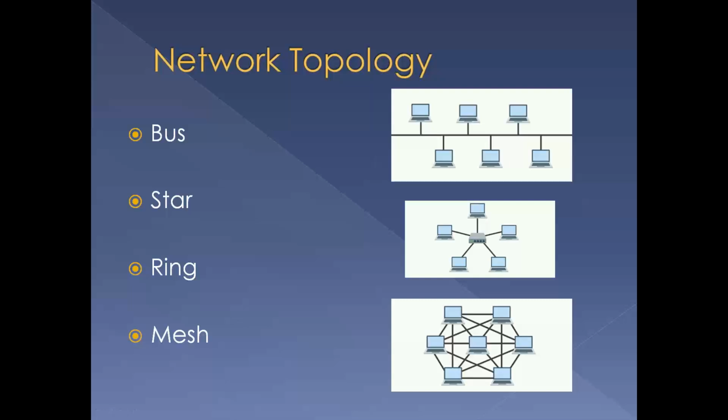Then you end up with the star topology, which is more common today. Like this here, where there's a central switch or router, and everybody connects to it. You can see kind of a star.